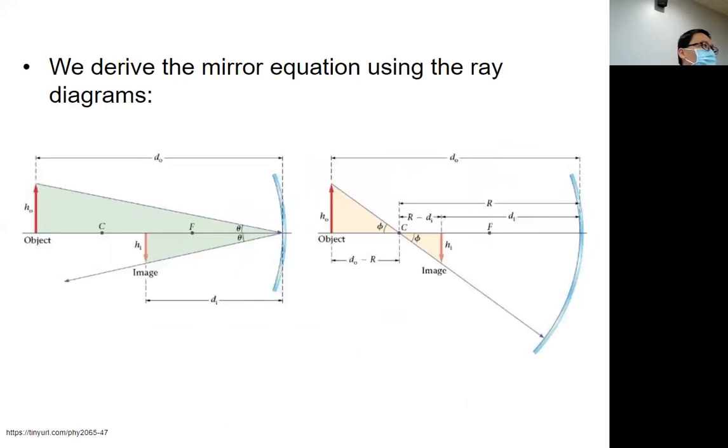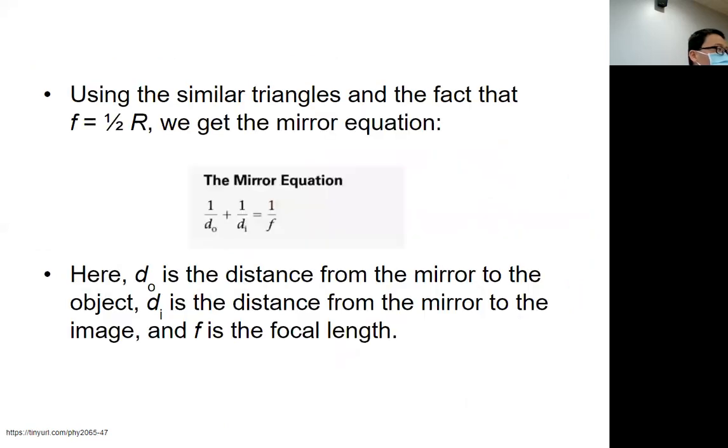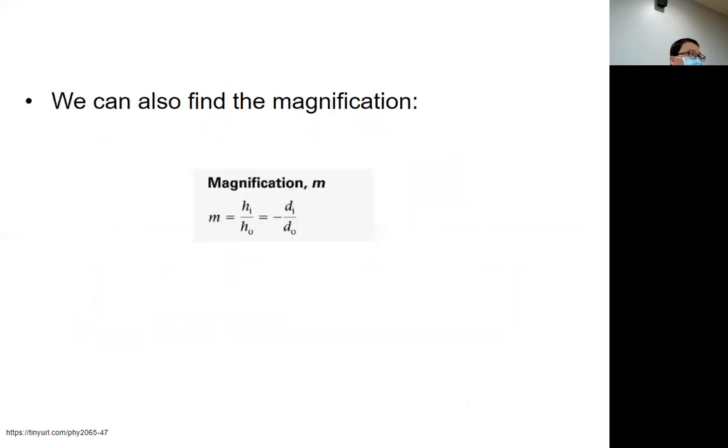And we derive the mirror equation by looking at two pairs of similar triangles. So the mirror equation is 1/DO + 1/DI = 1/F, where DO is the distance from the mirror to the object, and DI is the distance from the mirror to the image. F is the focal length. Okay, this also applies to a convex mirror. Although we derived it from a concave mirror, it also applies to a convex mirror.